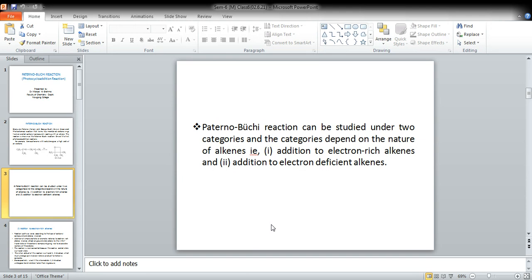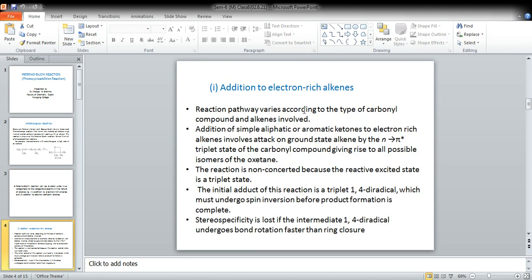So sometimes that excited state may be singlet, sometimes triplet, or sometimes both states will be observed. So the product formation may give one product or maybe more than one product. That means it may be stereoselective or it may not be stereoselective. So first of all, we'll discuss addition to electron-rich alkenes.